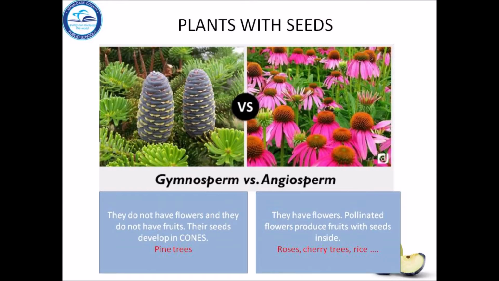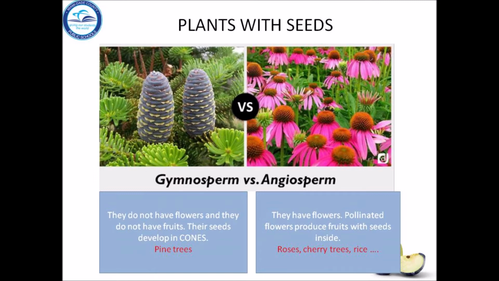Here we can see the difference between gymnosperms and angiosperms. As we can see, gymnosperms have no flowers and no fruits. Their seeds develop in cones. The pine tree is an example of a gymnosperm plant.